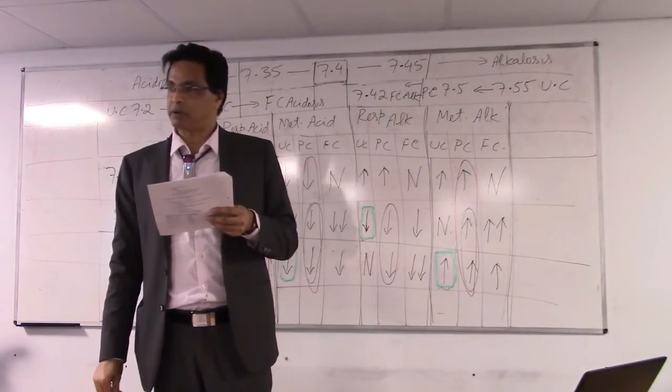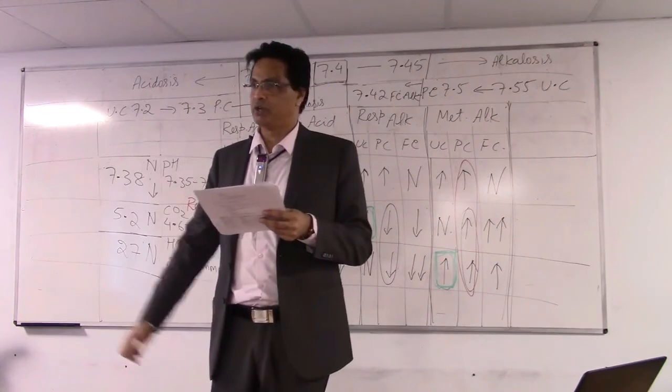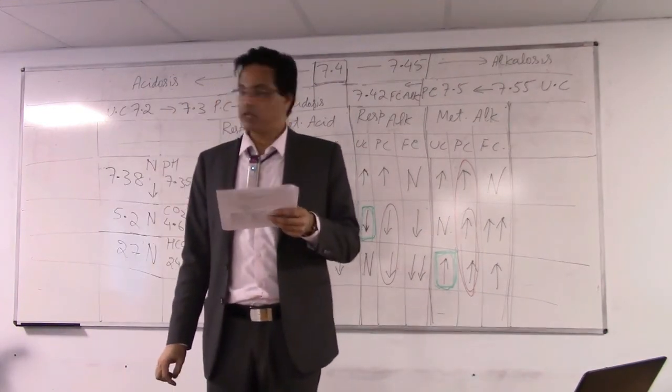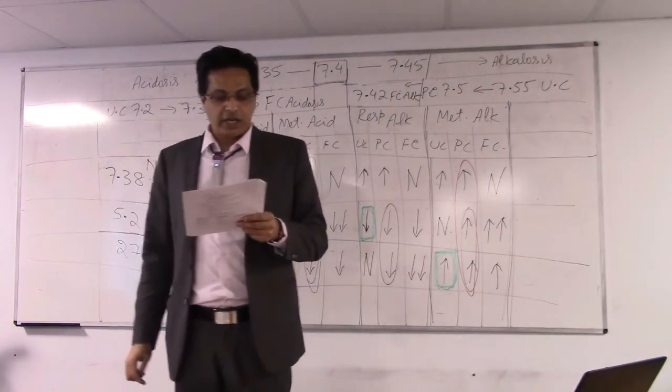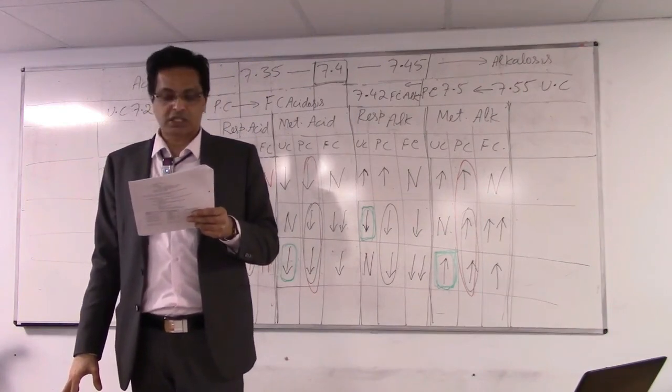Okay, next one. A girl with sinus hyperventilation. What are the most likely ABG derangements? Oh, you already know that. pH will be increased. Carbon dioxide will be decreased. So, you know that.